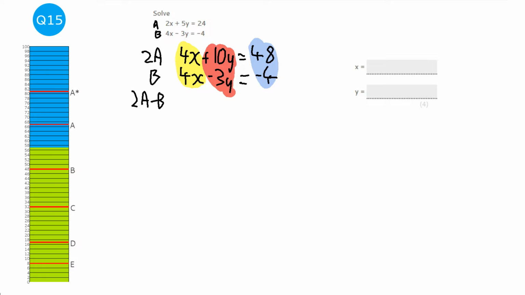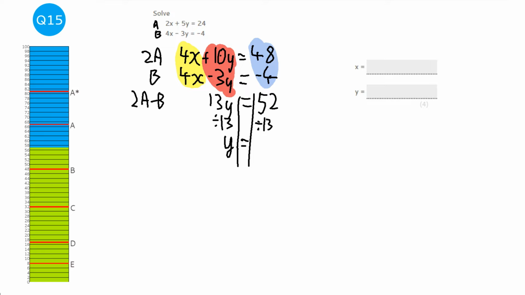Now this first bit is going to be 0, which is the whole point of doing this. But this second bit is 10y take away minus 3y. Well, two minuses next to each other will be a plus. So that's going to equal 13y. And again with this, 48 take away minus 4, that's going to add. So that's going to be 52. And then I do my little lines down. Don't have to get very far because all I need to do here is divide both sides by 13.